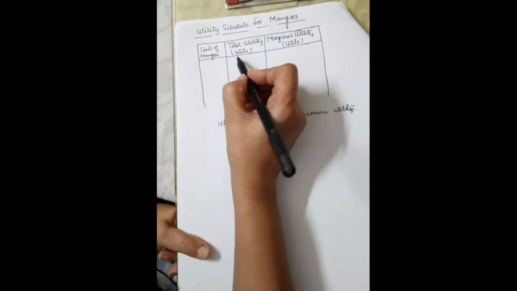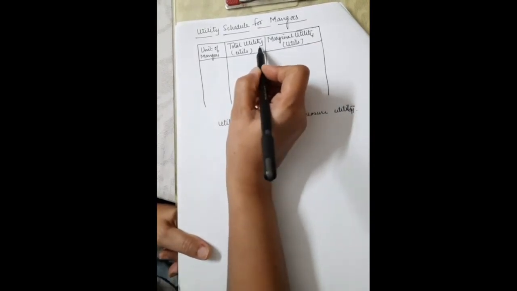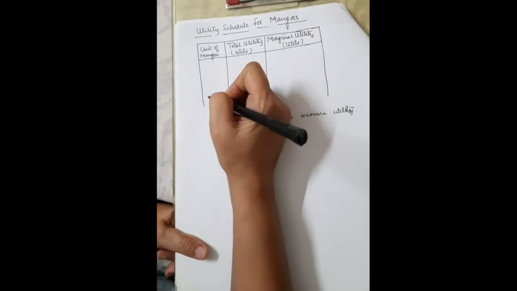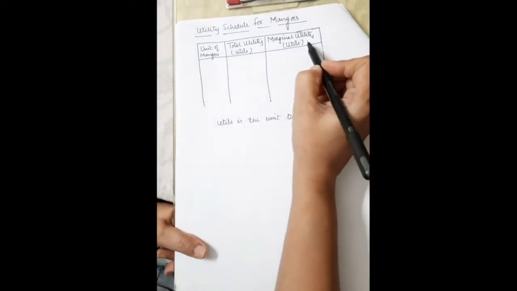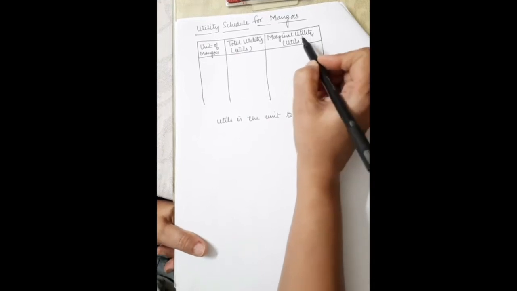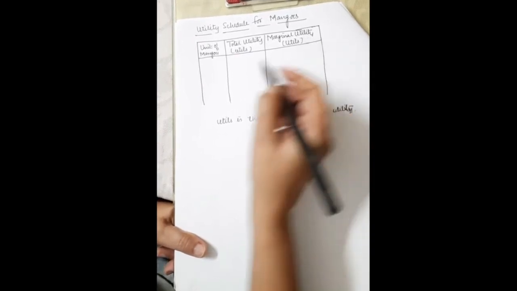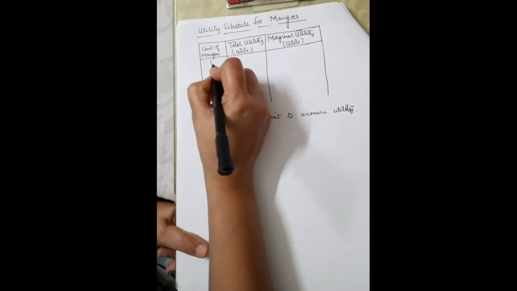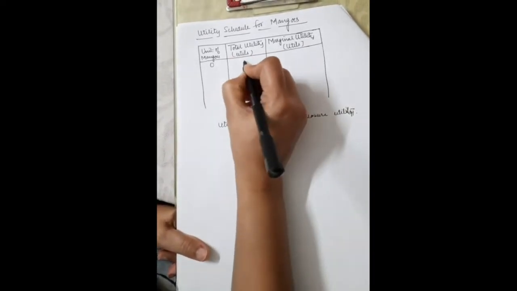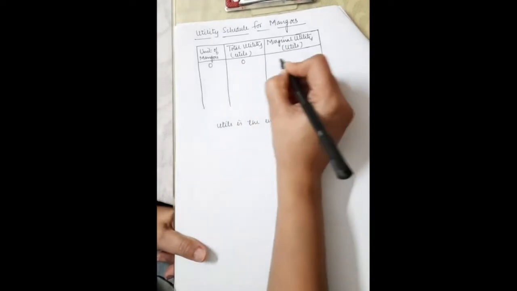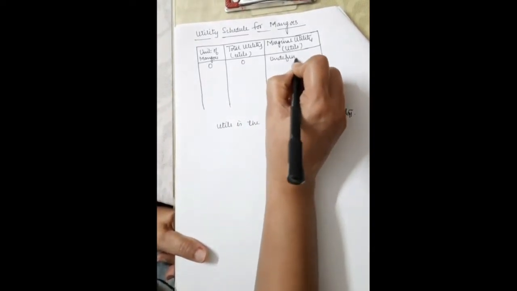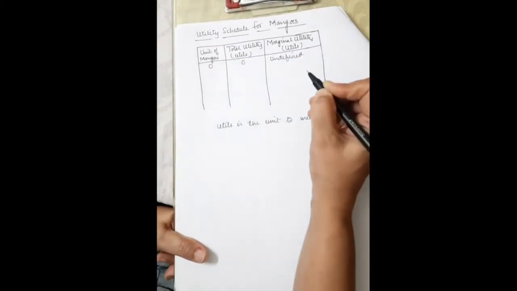So the second column is the total utility or total satisfaction which the consumer obtains after consuming these units of the commodity, and the third column is the marginal utility, that is when you add one more unit to the total, right? Now suppose we begin with 0. When the consumer did not consume anything, the total satisfaction is also 0 and marginal is undefined. You can't define it when you have not consumed anything, right?